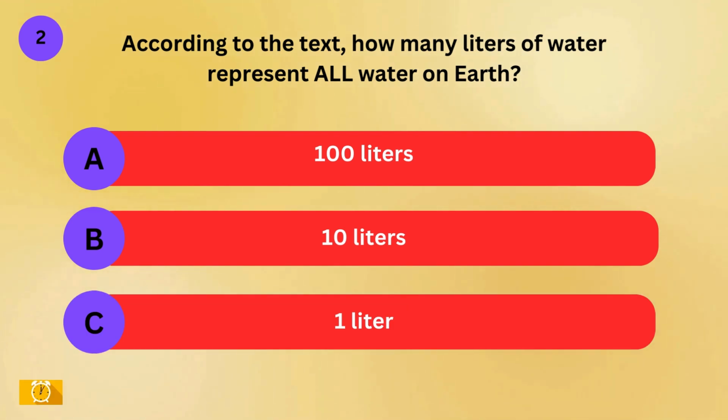According to the text, how many liters of water represent all water on earth? 100 liters, 10 liters, 1 liter.